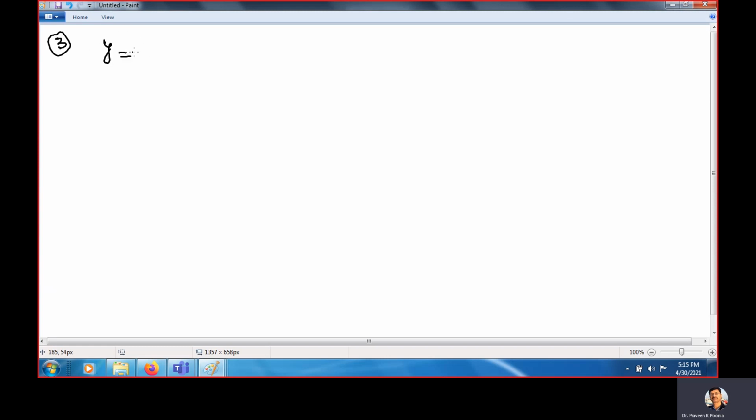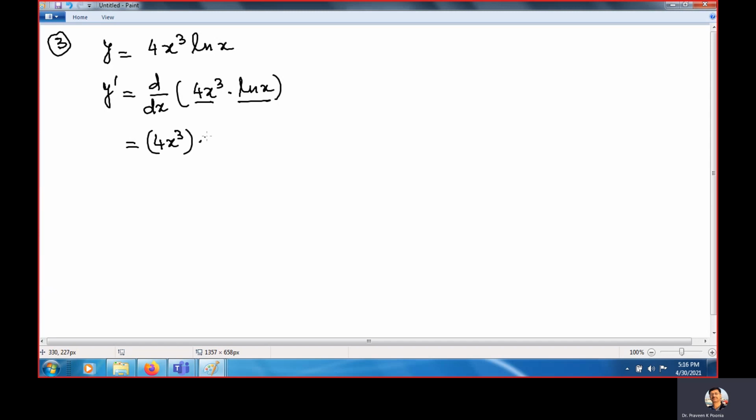Okay. So question number 3 is y is equal to 4x power 3 ln x. Clear? So y dash equals d by dx of 4x power 3 into ln x, with this as the first function and this as the second function. So the first function is same to same, times the derivative of the second function, ln x, plus the second function same to same, times the derivative of the first function.